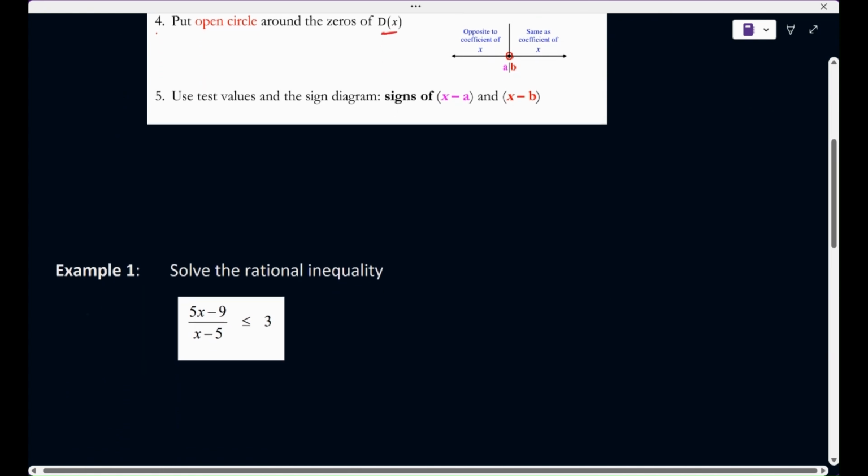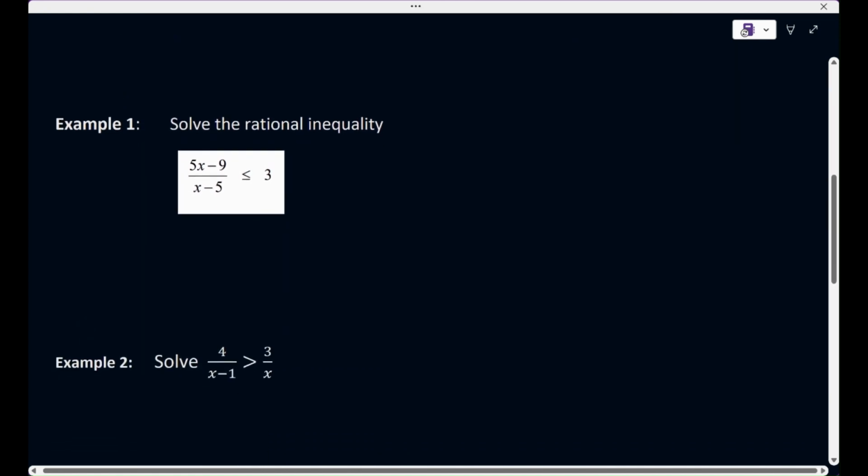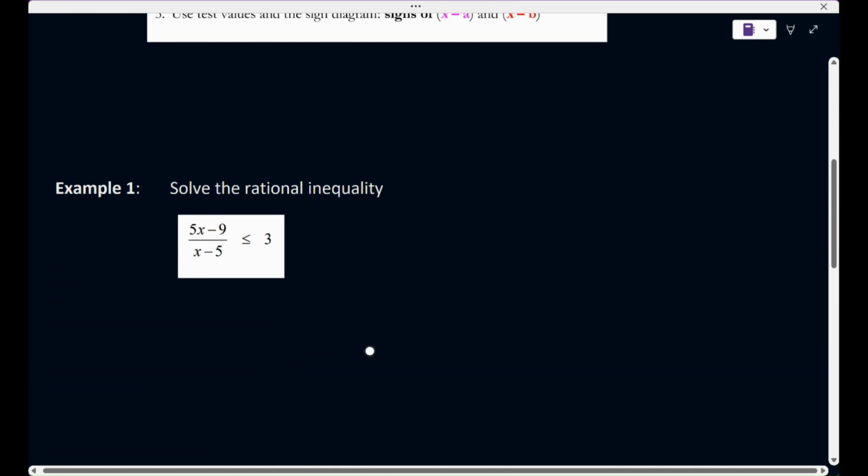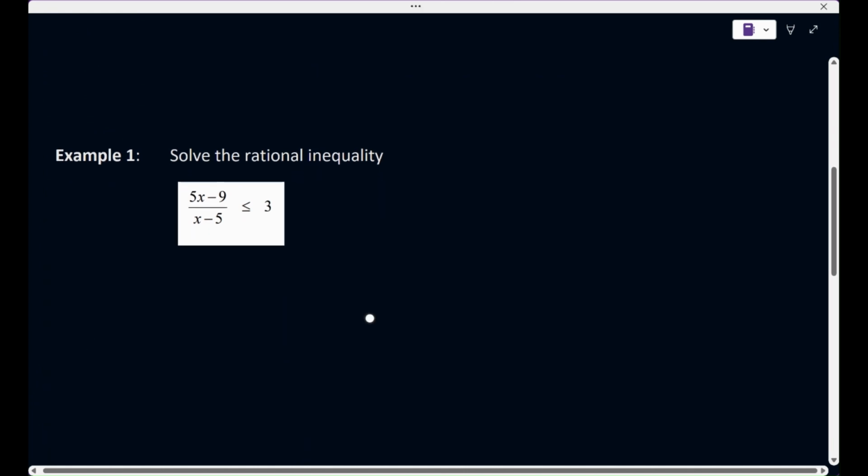For example 1, we have 5x minus 9 over x minus 5 less than or equal to 3. The first thing to do, look at the first step: make sure we write everything on one side and have 0 on the right hand side.